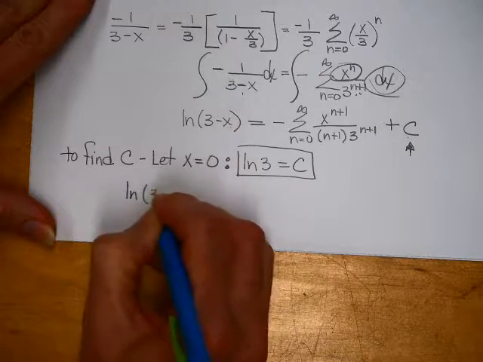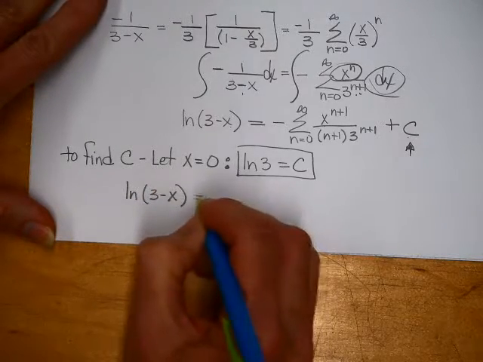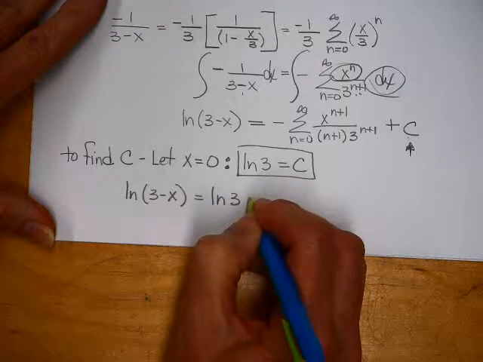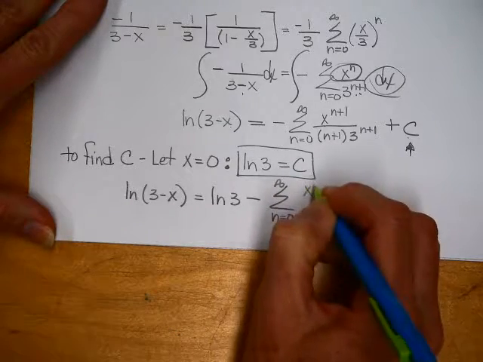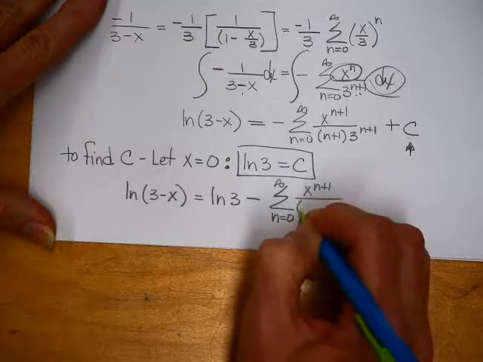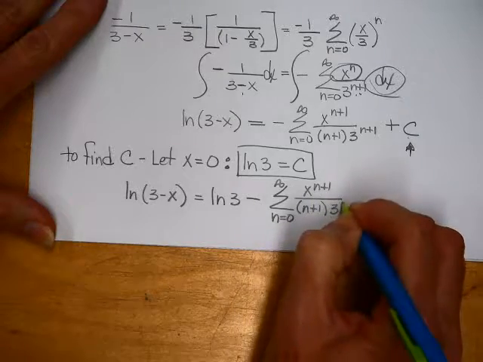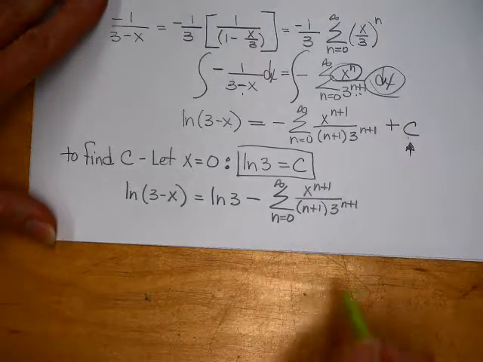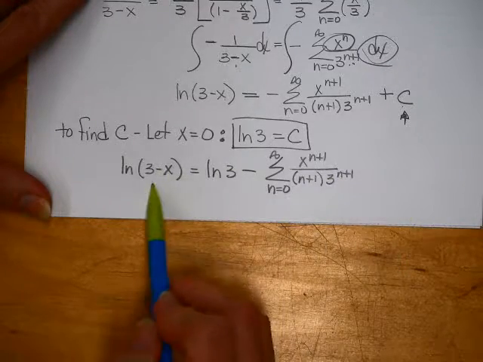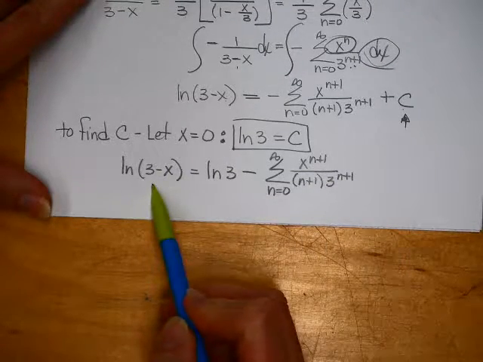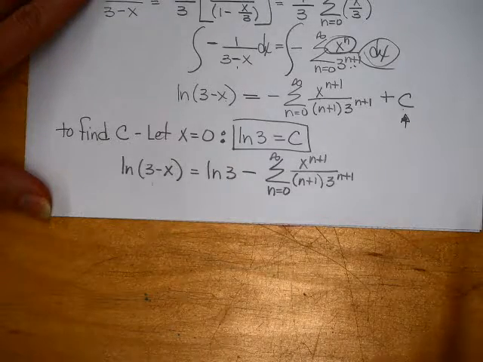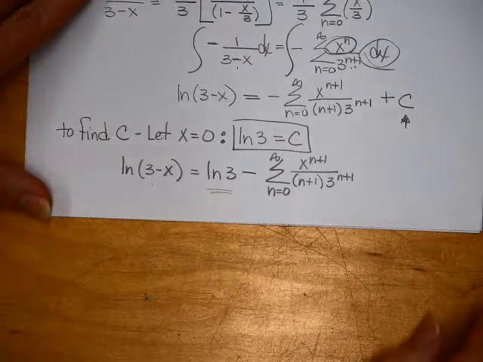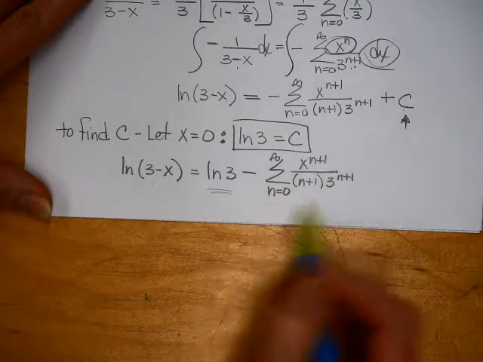So my power series for the natural log of 3 minus x is the natural log of 3 minus this sum. This whole thing is the power series for this. On your homework problems on WebAssign, I think they are going to find your constant for you right here, and then you have to write this.